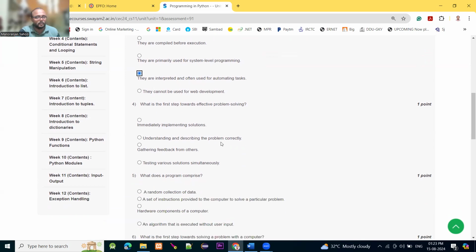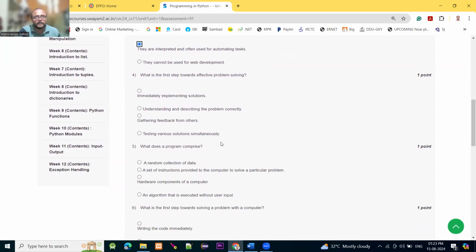Moving to question number 4. What is the first step towards effective problem solving? Option 1 is immediately implementing a solution. No, that is not the right answer. Understanding and describing the problem correctly. Yes, it may be. We have to verify the answer here.